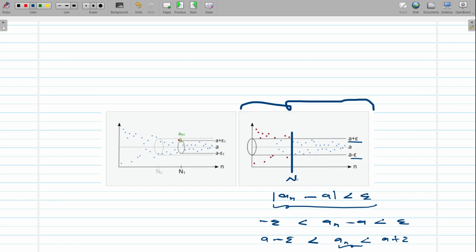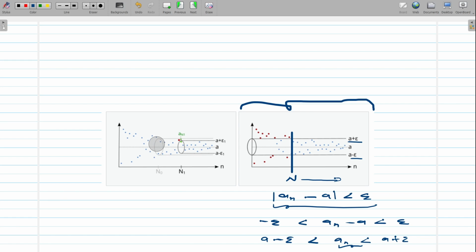So if we go beyond this n, for some n that is large enough, we see that all the terms of the sequence are in the region a plus epsilon, a minus epsilon. Now, in general, if we choose a smaller value for epsilon, then this n is going to get bigger. So as we can see here, we have some n0. Beyond this n0, we see that all the terms of the sequence are in the region.